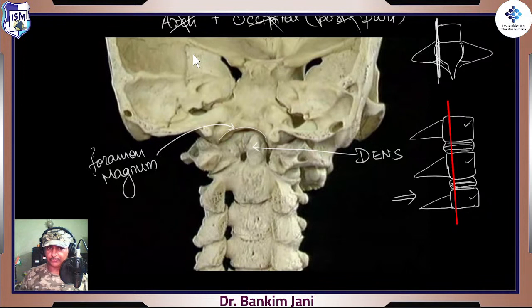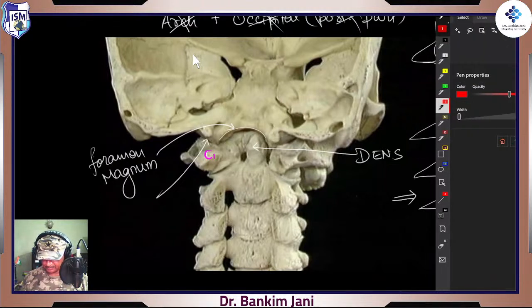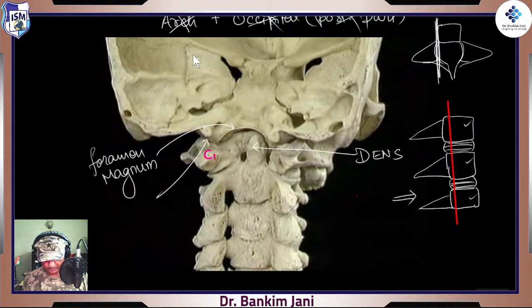Correct? So that is foramen magnum. It means foramen magnum is in association with, over here, this is the joint because this one is C1, right? I'm sure you are properly oriented. This is C1. Just a minute. Let's take some good bright colors. So this is C1 and this has to be C2, right?